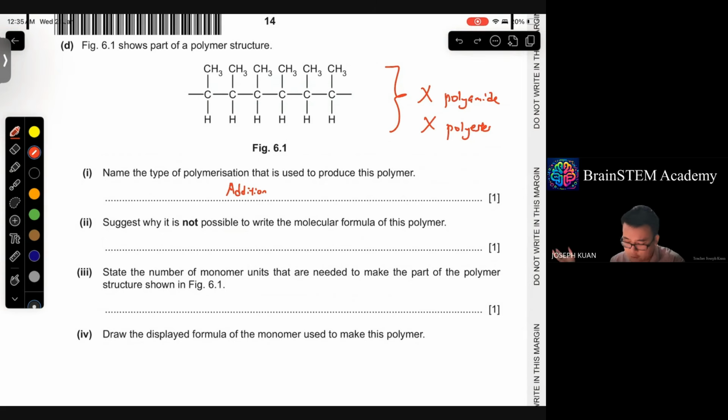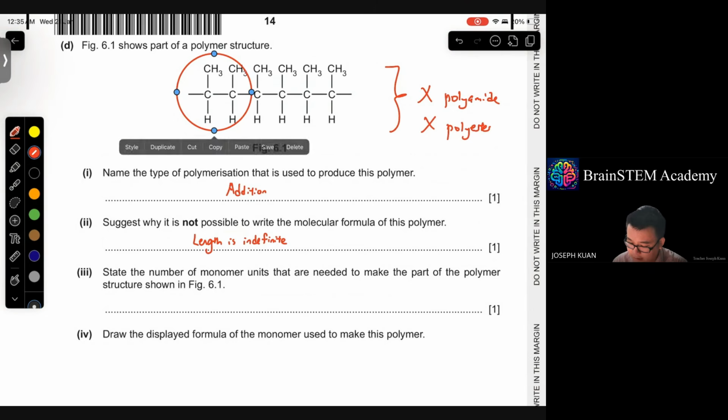Next, suggest why it is not possible to write the molecular formula. Well, a molecular formula tells you all the atoms and all the elements, but it's not possible for this polymer because the length is indefinite. We don't know how long this is. It can be 200, it can be 300, it can be 400. We don't know. As for the number of monomer units that are needed to make this part of the polymer, we can see that there are 3 repeating units. So 3 monomer units are needed.